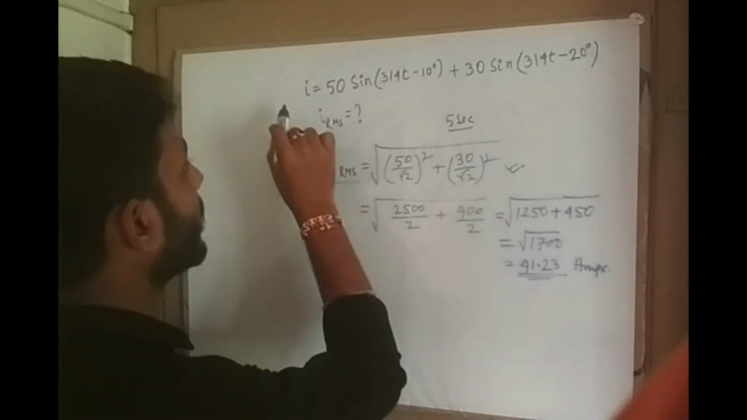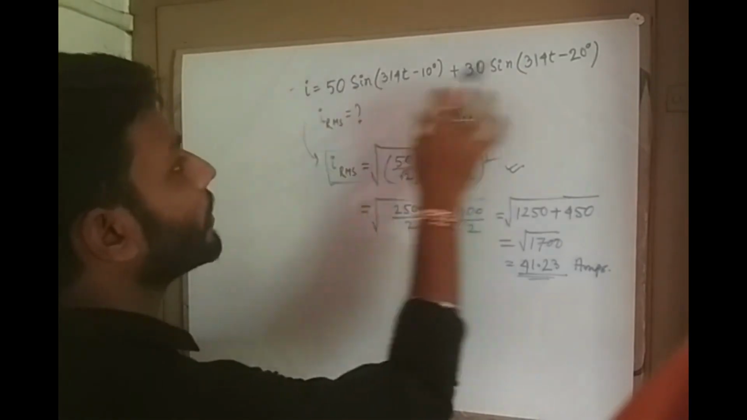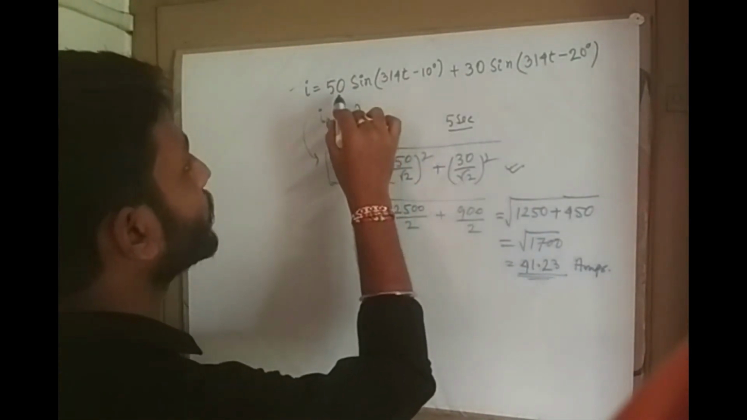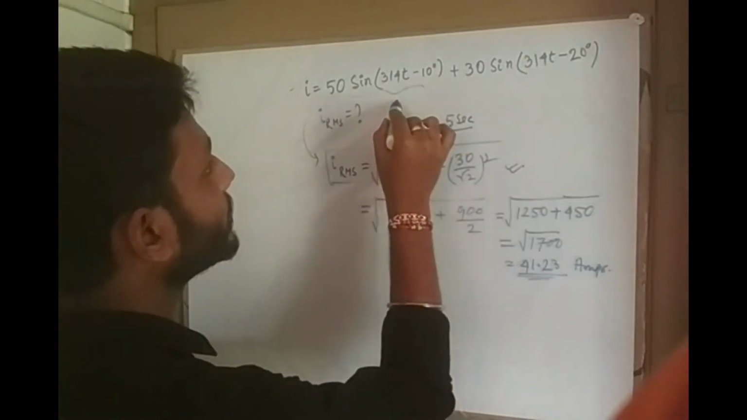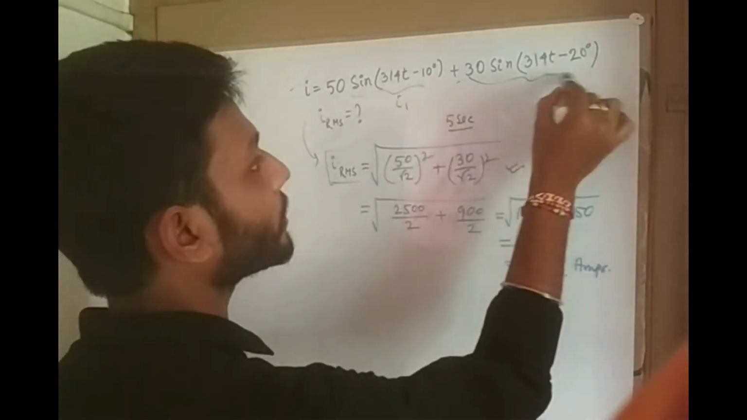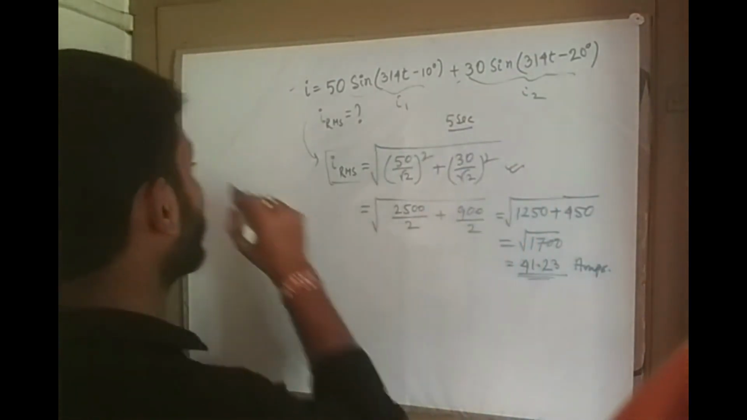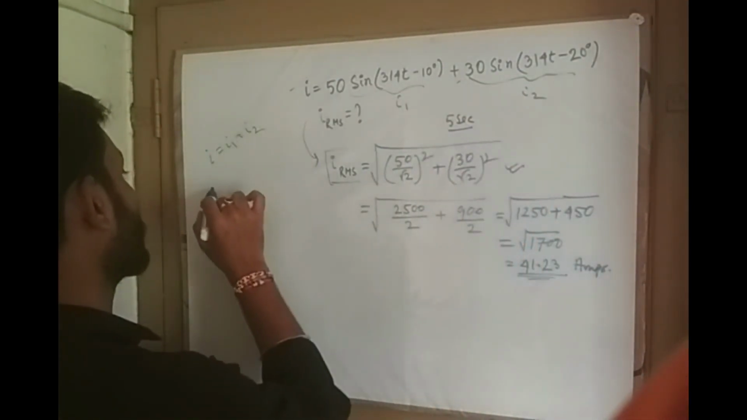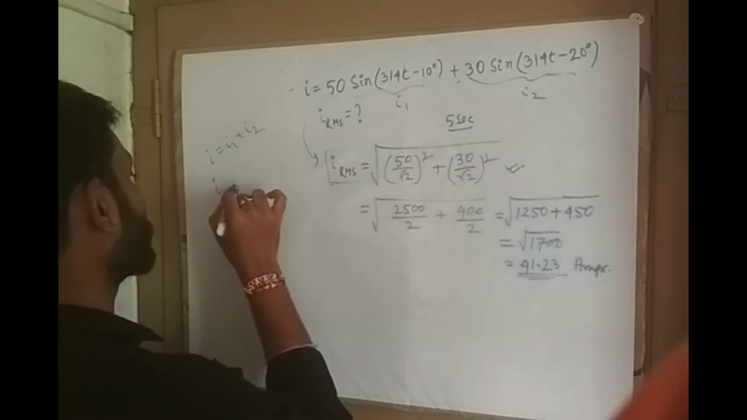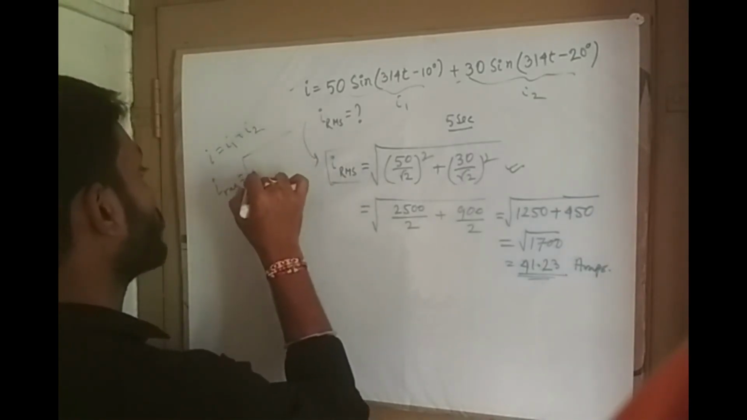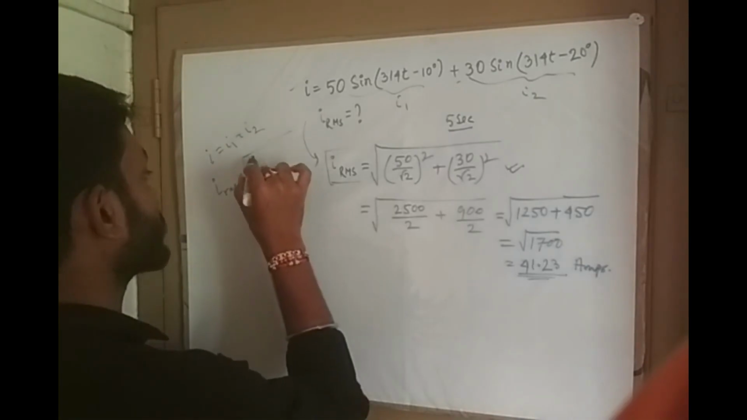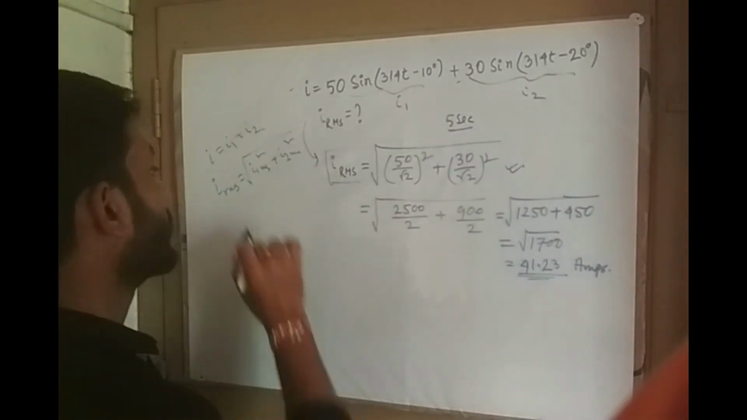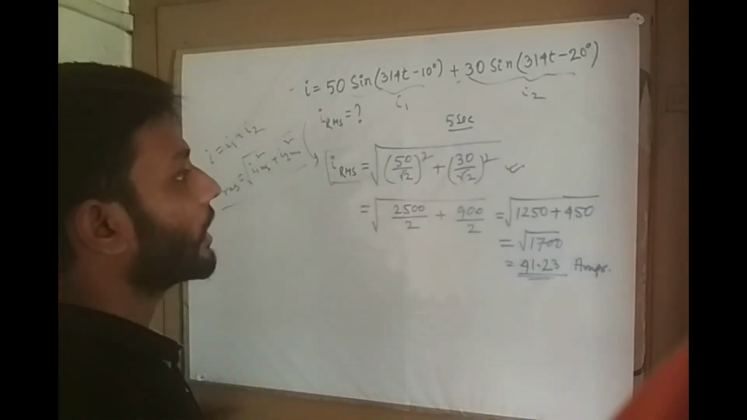Actually, when we are finding the overall RMS value, suppose this one is I1 and this one is I2. If I equal to I1 plus I2 like this, then total IRMS will be equal to root over of I1 RMS square plus I2 RMS square. This is the actual formula.